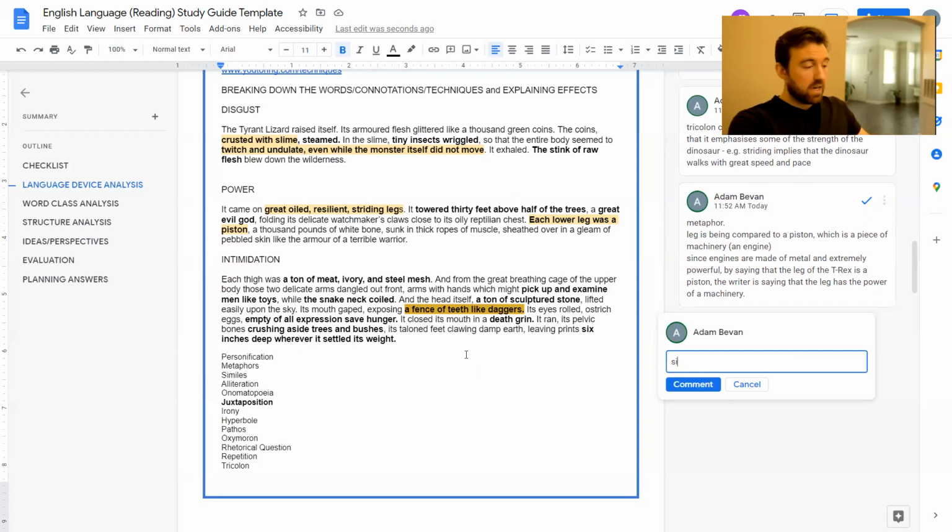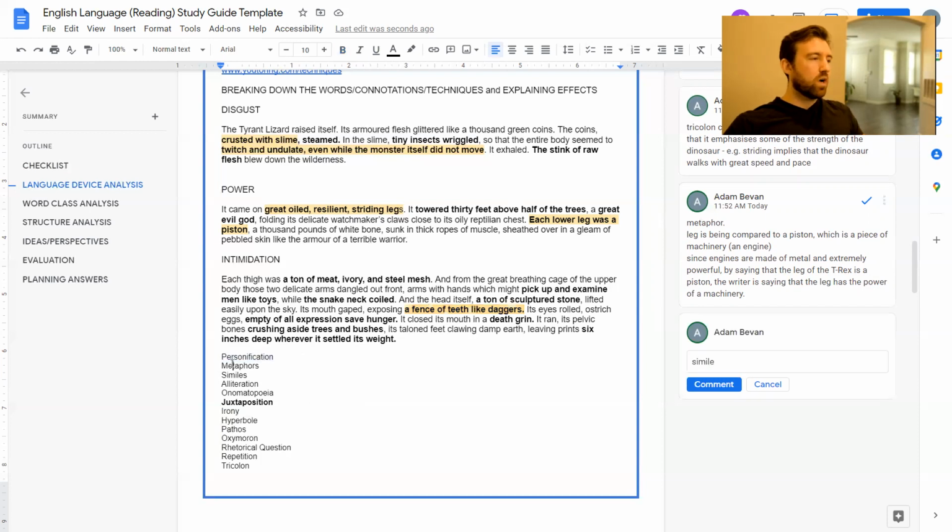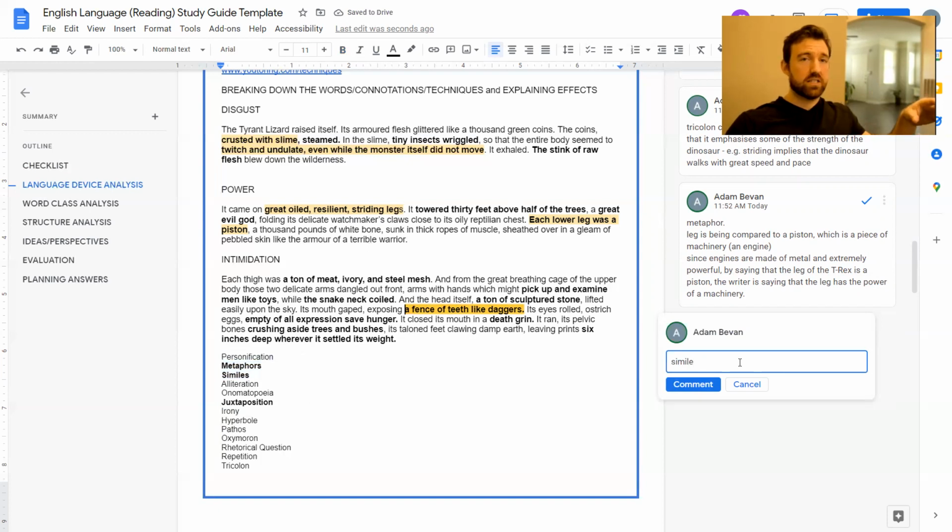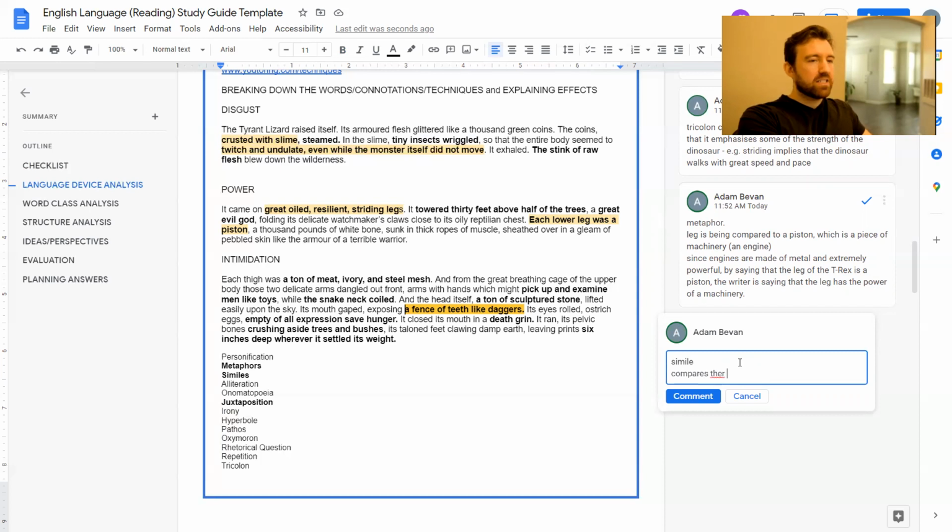Now this is a simile. So similes are quite similar to metaphors in the fact that you can look at what the subject is and how it's being compared to something else. So similar to when we were looking at the lower leg is a piston, here we're looking at the teeth being compared to a fence, and not only a fence, but also like daggers. So we've got a lot going on here. So the simile compares the teeth to something huge, which is a fence.